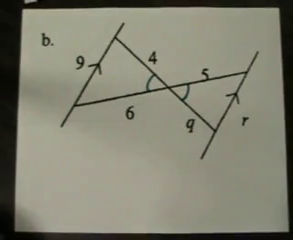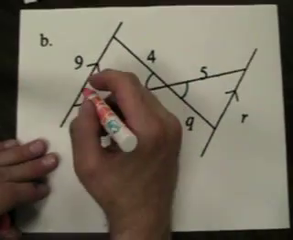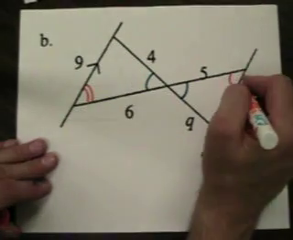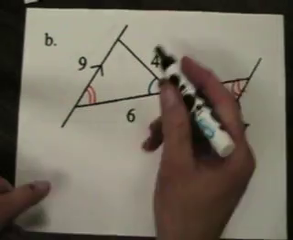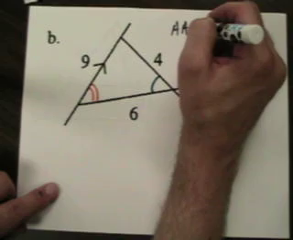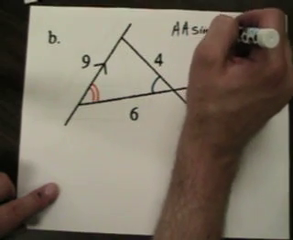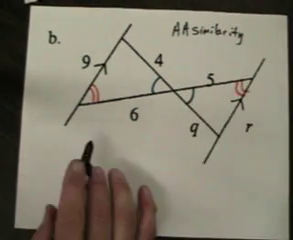So I know that these two angles are going to be the same. And all I need for similarity is angle, angle. So I now know that two angles are the same. So we are done as far as showing they are similar. I've proven it by angle, angle similarity. Now I've got to find some sides.